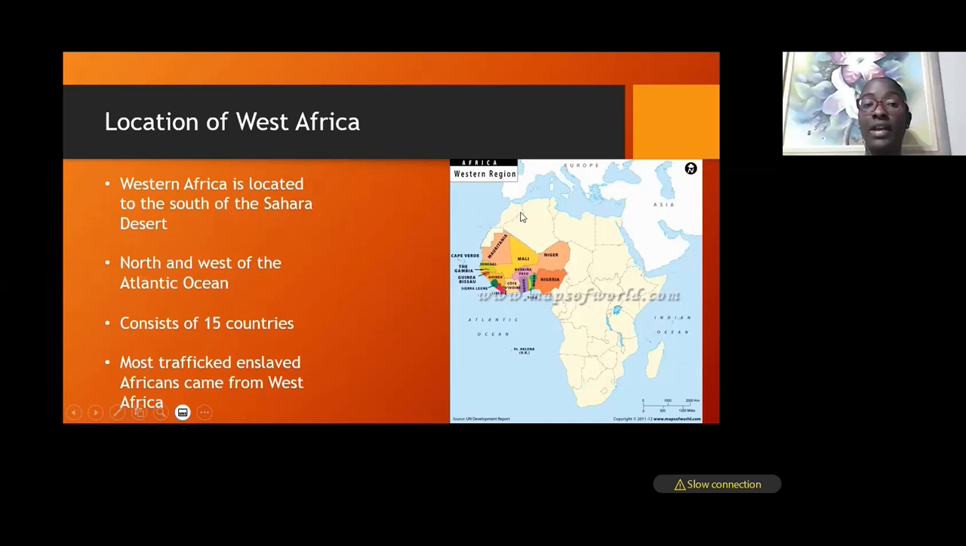Also other countries in West Africa. So many of those countries would have been located in a desert zone. Also north and west of the Atlantic Ocean. So north, and this is the Atlantic Ocean here, so to the west, consists of 15 countries. And we are to know that the majority of the slaves taken out of, or the enslaved persons taken out of West Africa would have been out of this area right here. Hence, we have the Yoruba people that we seem to have some connection with or to be descendants of here in the Bahamas.